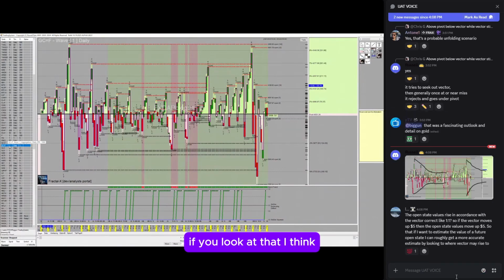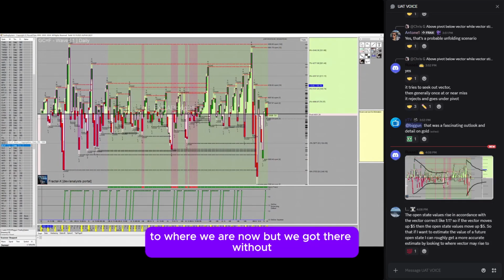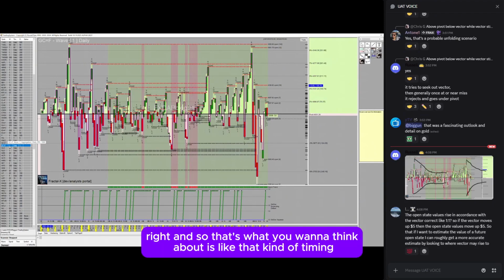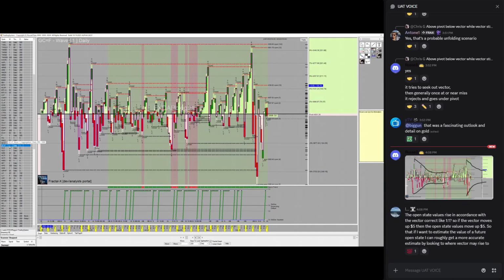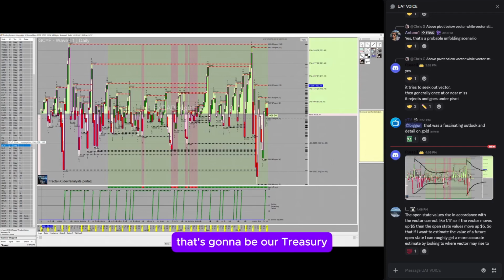If you look at that, I think it took an extra 500 or 600 days comparatively to where we are now, but we got there without an L sequence. And so that's what you want to think about with that kind of timing. Realistically, we're talking at the minimum until the end of Trump's term for all these things to play out, because that's going to be our Treasury regime and the regime of where the dollar is going. So that's kind of what I see.